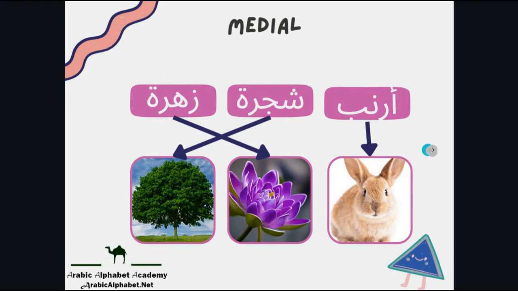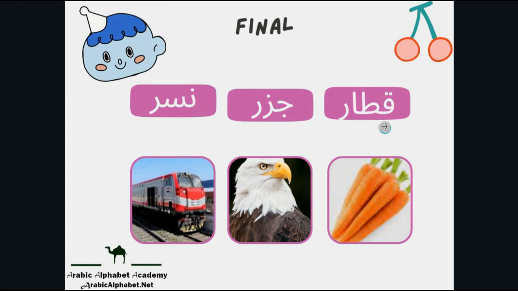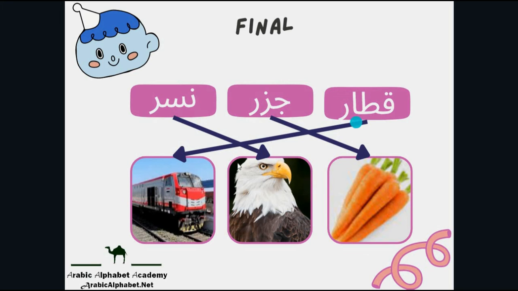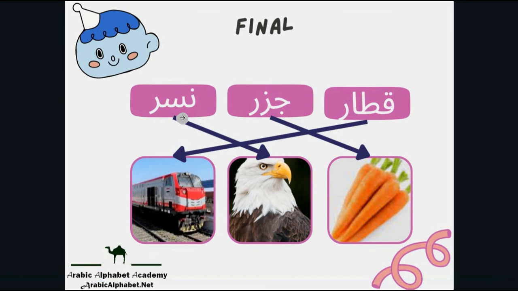The final case now is when the letter Ra is in the end of the word. We have the word qitaron, jazaron, nasron. Let's see the answer. Qitaron, a train, jazaron, carrot, nasron, eagle.